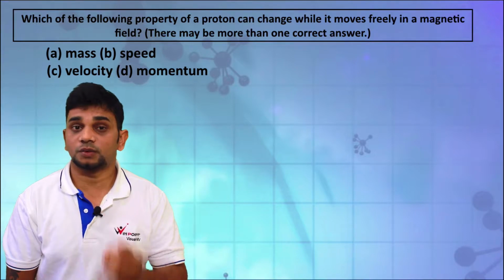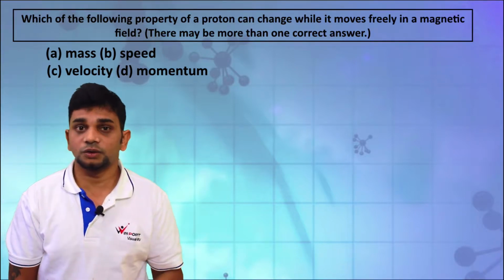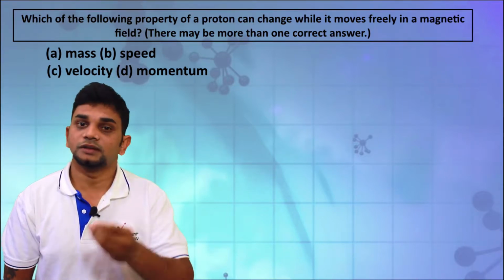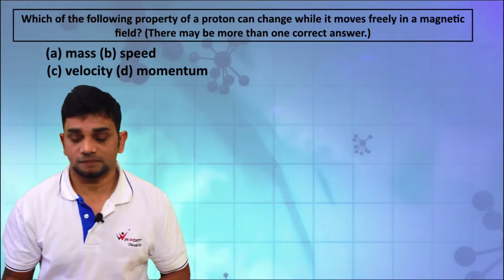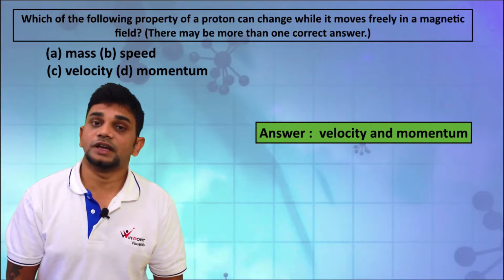What is momentum? It is a product of mass and velocity. Mass is not going to change, but velocity is changing, then momentum will change because momentum is the product of mass and velocity. So answer is velocity and momentum.